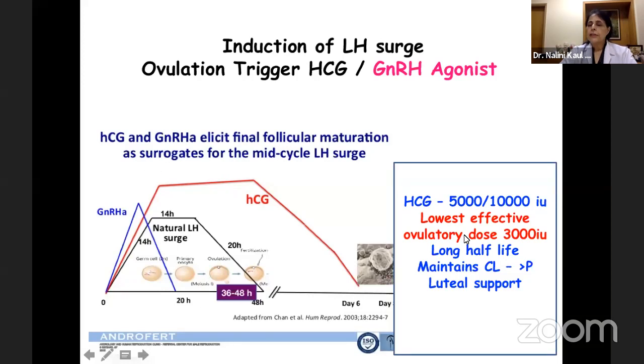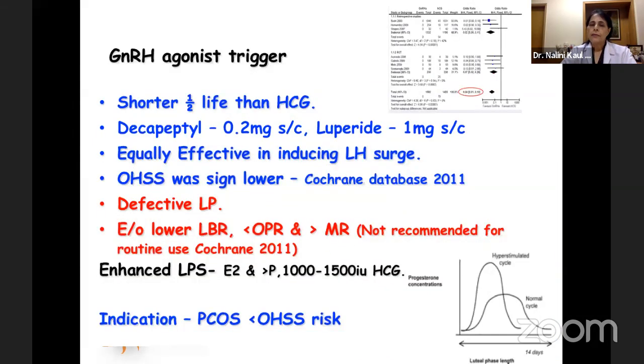Now, HCG, you can give 5 or 10,000 units, but remember, you can even get ovulation with as low a dose as 3,000 international units. And one of the advantages of HCG is it maintains corpus luteum support because the effect is on till about day 6, so it maintains your corpus luteum, keeps the progesterone high. With the GnRH agonist, it has a shorter life.